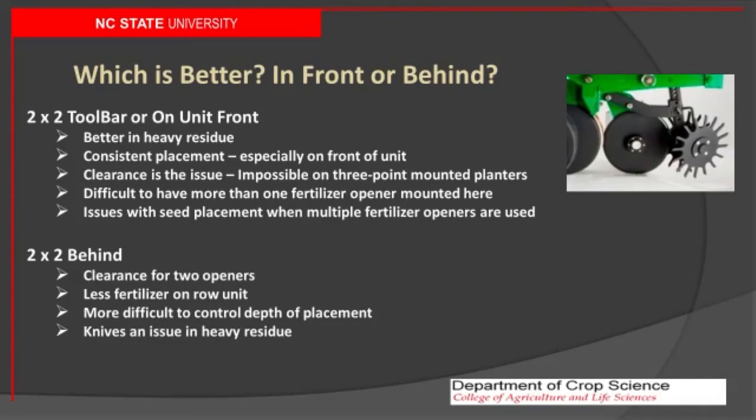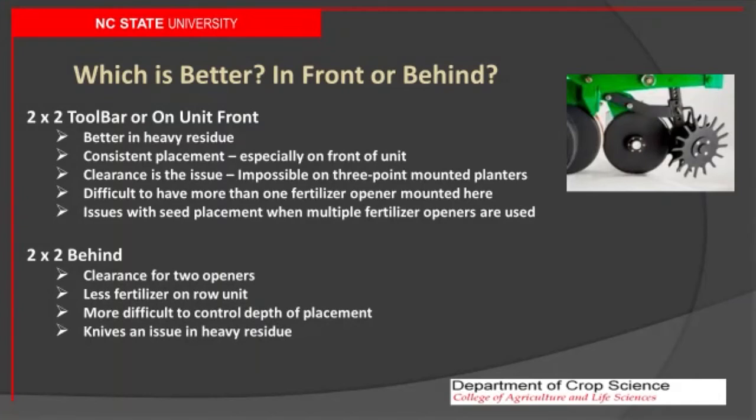We get consistent placement. We can place it precisely where we'd like to have that fertilizer. The problem with being on front, of course, is clearance. On a 3-point mounted planter, finding clearance in front of those units to be able to mount even a single opener is difficult, never mind trying to do a 2x2x2 arrangement there.